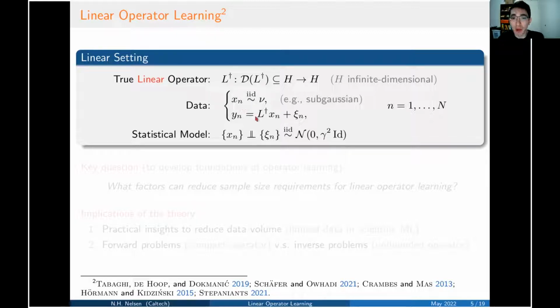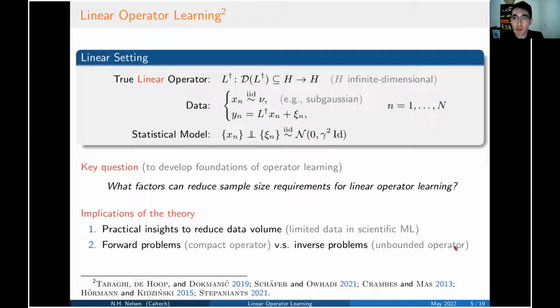Then we have our output variables here. We're taking the noise to be Gaussian white noise on the Hilbert space and assumed independent of those x's, the covariate variables. So this is the statistical model that we're going to be working with. And the goal is, from this data, to find an approximation, a statistical estimator for the map L dagger.